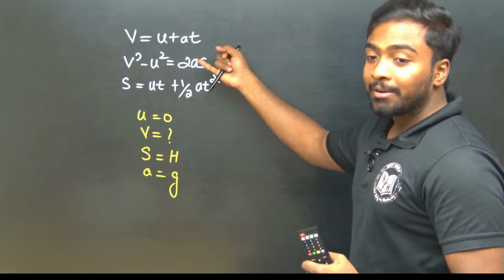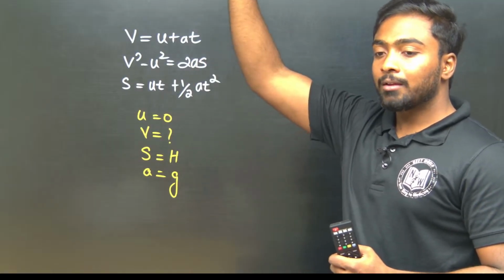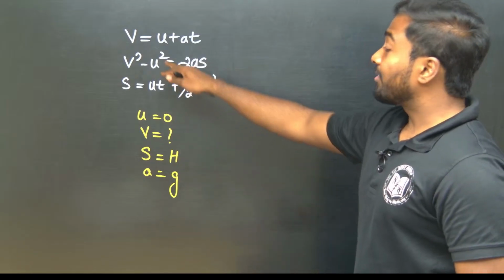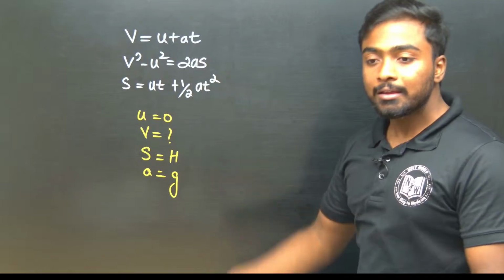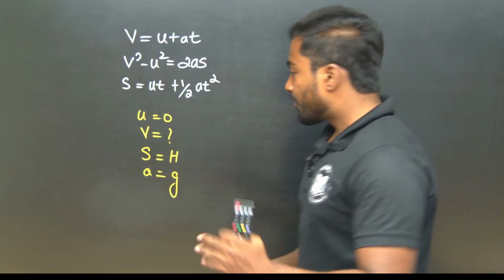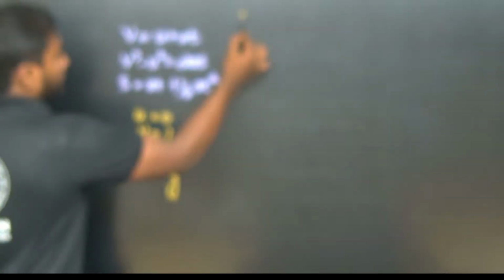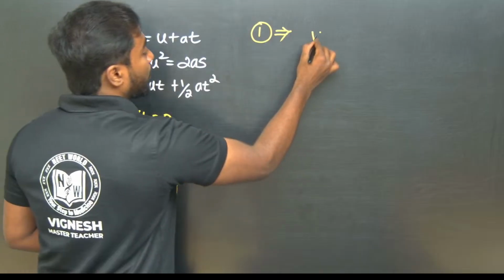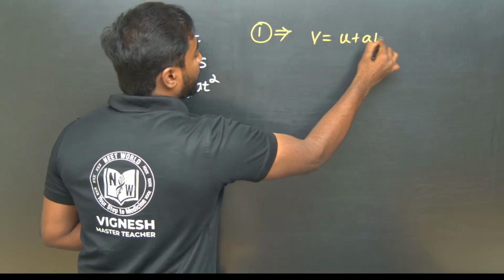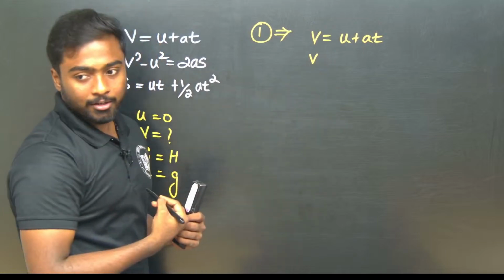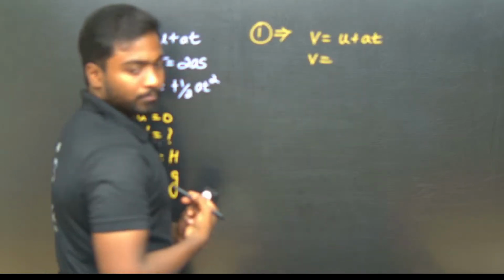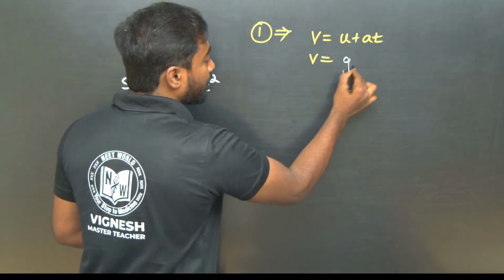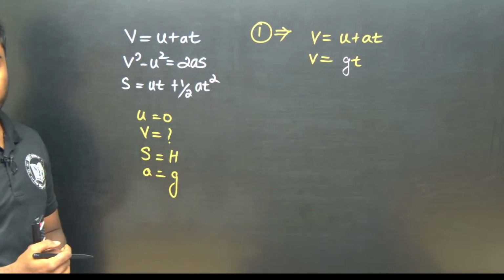How much time has it taken to reach from the top of the tower to the surface, and what is the velocity at the bottom of the surface? Okay, first equation let me take. Equation number 1, that is v is equals to u plus at, where v I don't know, I will keep as it is. u is 0, acceleration is g and t. v is equals to gt. I will keep as it is.